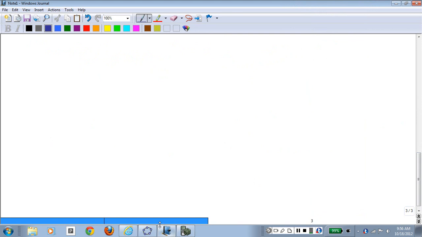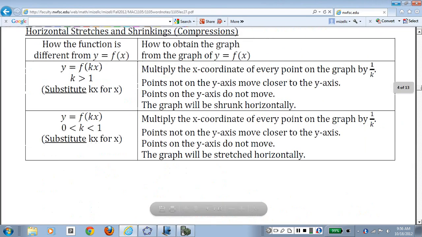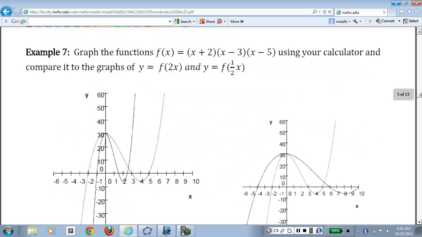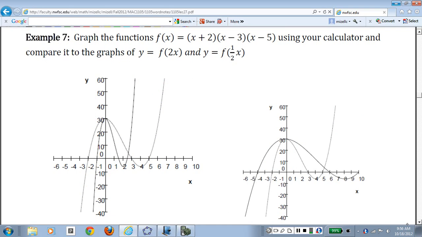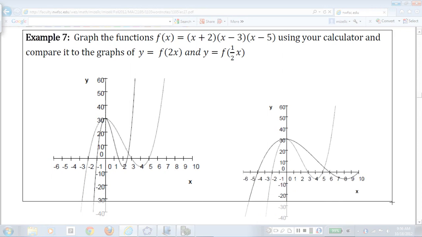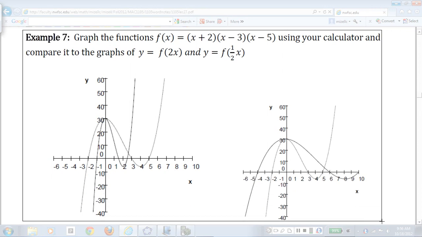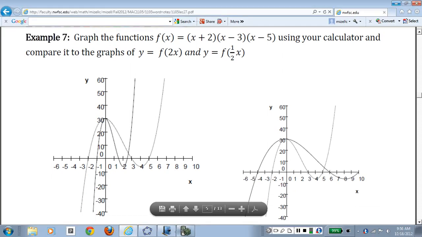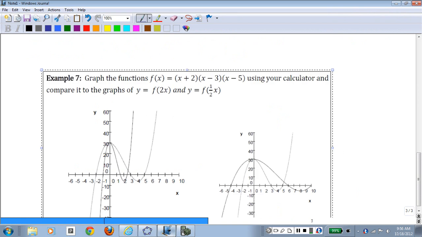Let's look then at the horizontal stretches and shrinkings. Here we're doing a substitution. We're substituting either 2x for x or 1/2 x for x if we want to shrink horizontally by a factor of 1/2 or stretch horizontally by a factor of 2. See what the calculator does with this.